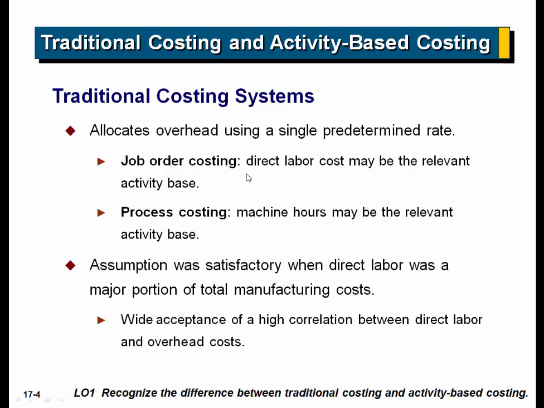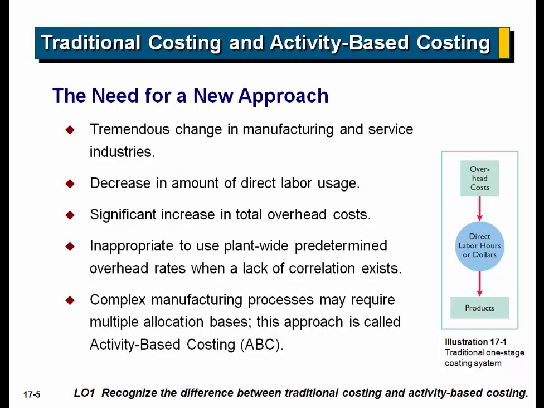You'll notice that for job order costing, you might use direct labor costs, and machine hours might be used for process costing. The assumption here was that in both cases that was sufficient to allocate the manufacturing overhead costs, or the overhead costs for the facility, to a product to give a close enough cost to be able to establish pricing and to determine whether you're making money or losing money on a product. But you needed a new approach.